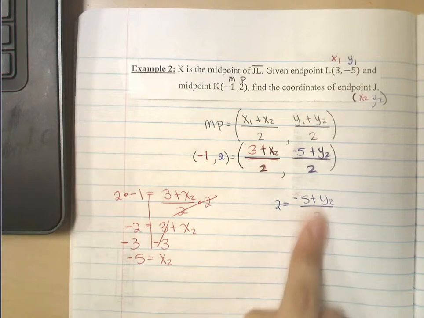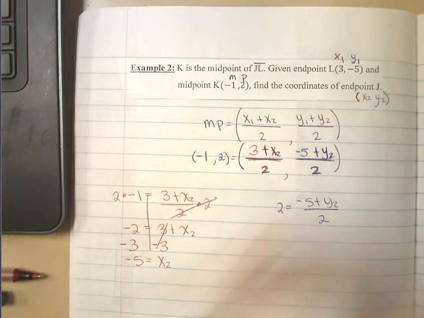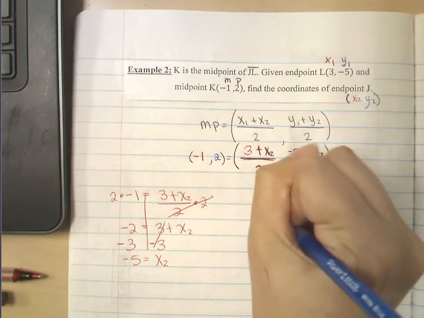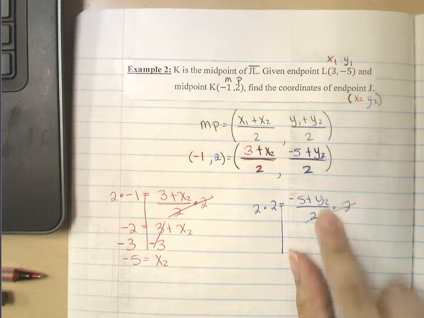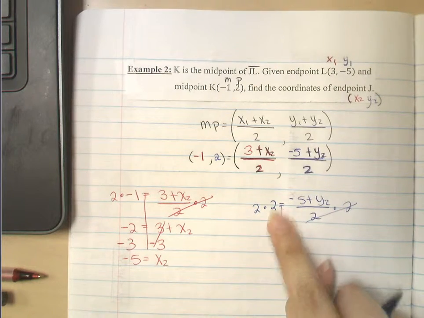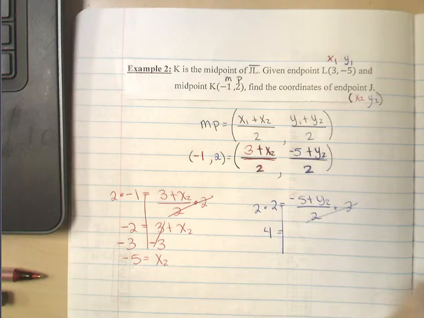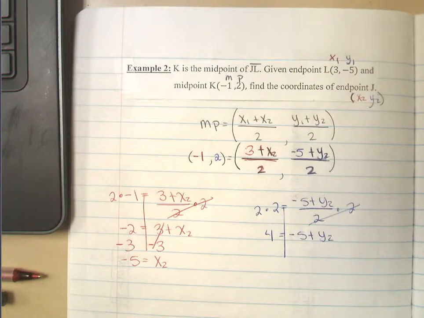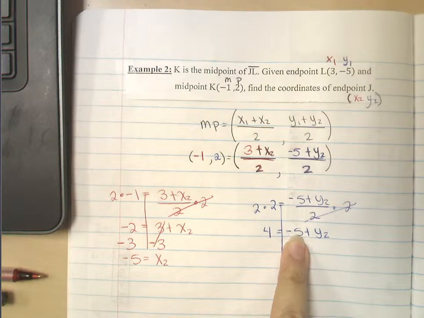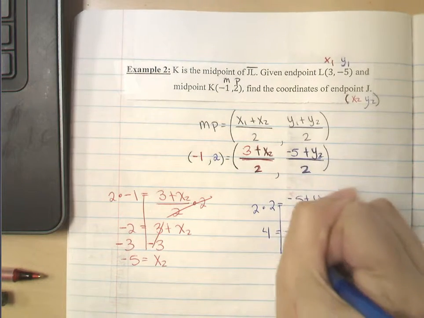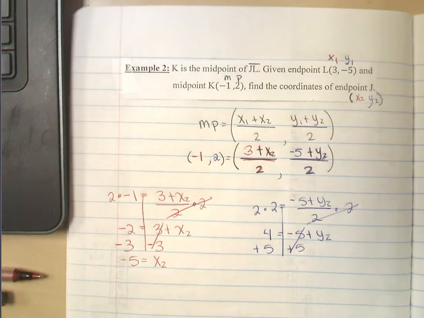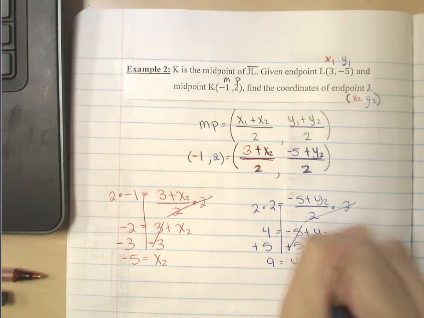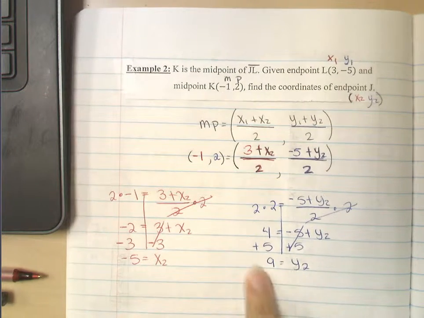Now I need to find the y coordinate. So I'm going to do the same steps, multiply by 2 on both sides, so that the fraction can cancel. I have 2 times 2, that's going to give me 4. And then here I have this left. Now I need to get rid of the negative 5, so I'm going to add it to both sides. 4 plus 5 gives me 9. So this is my y coordinate for the endpoint.